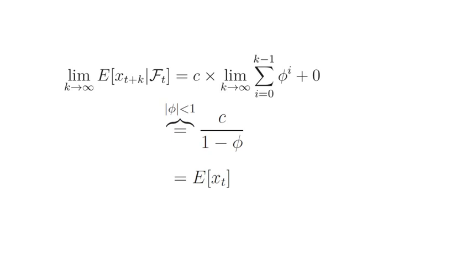So therefore, as a takeaway, keep in mind that the intercept c of an AR(1) model is most likely not the unconditional mean of the time series. The more persistent the time series, so the larger the phi, the more different is the unconditional mean of the series from the c.